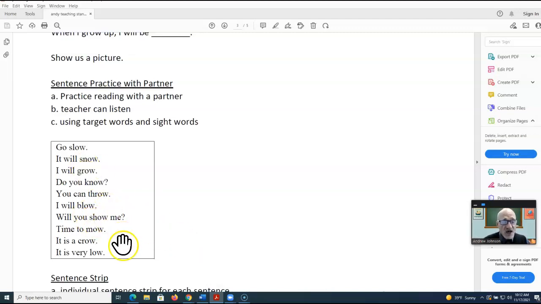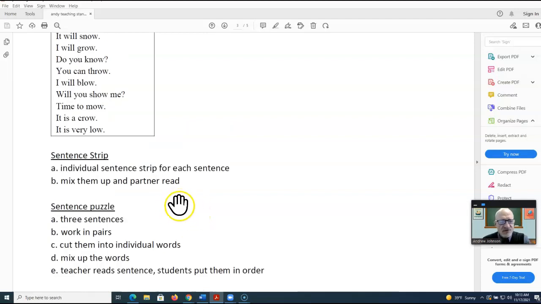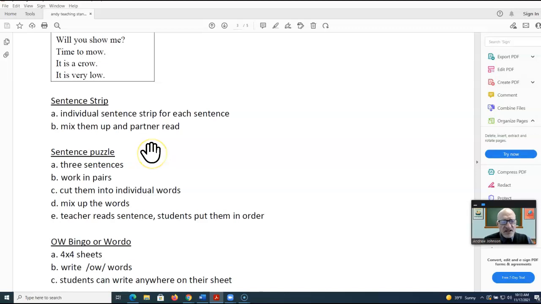And I like to use target words. You see the O target words there, but as many sight words as I can as well to make it easy. I don't want them to be sounding out words they don't know. I want to use sight words so I can focus on the target, which is the OW target. Sentence strip is another idea, and you're going to use only one of these, but you create individual sentences, mix them up and partner read, or I could read the sentence and they would have to find it. Sentence puzzles work in pairs. Cut them into individual words, and I would start just with 3 sentences. Mix them up. I'd read a sentence and they'd have to find the words and put it in order.